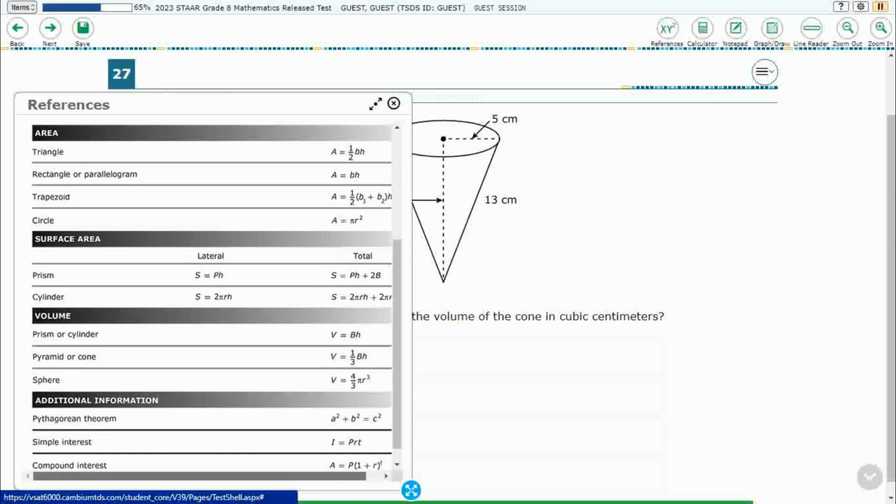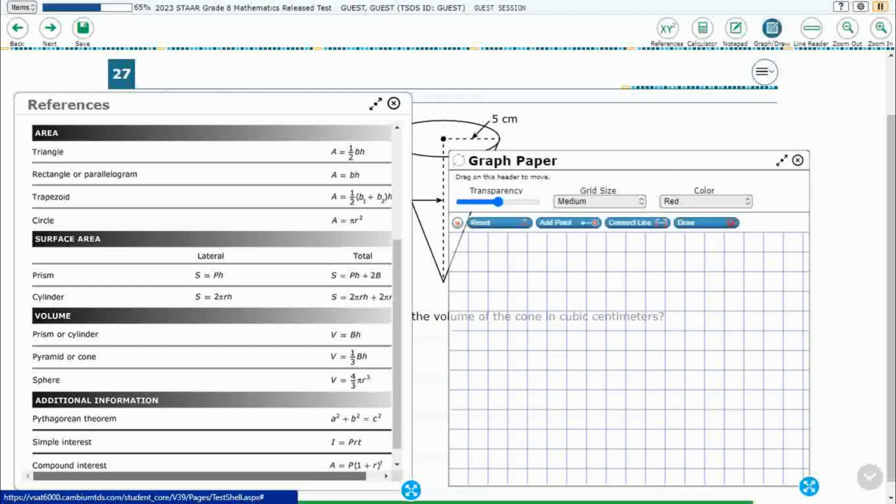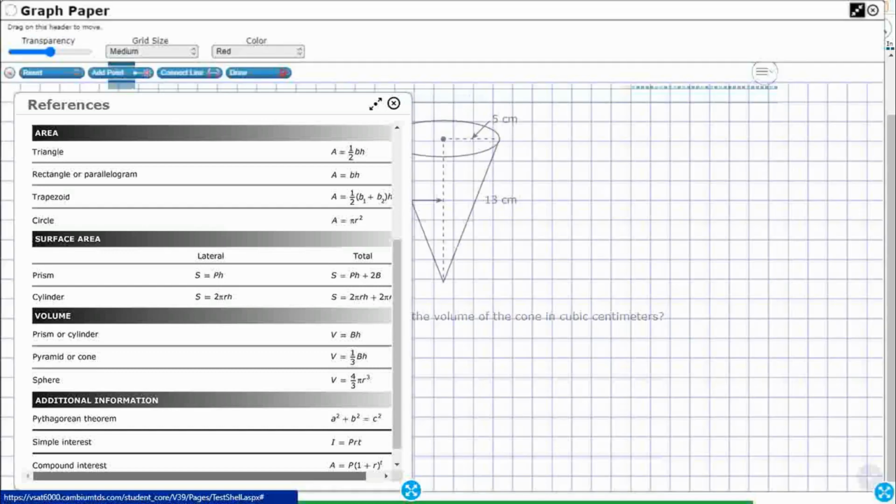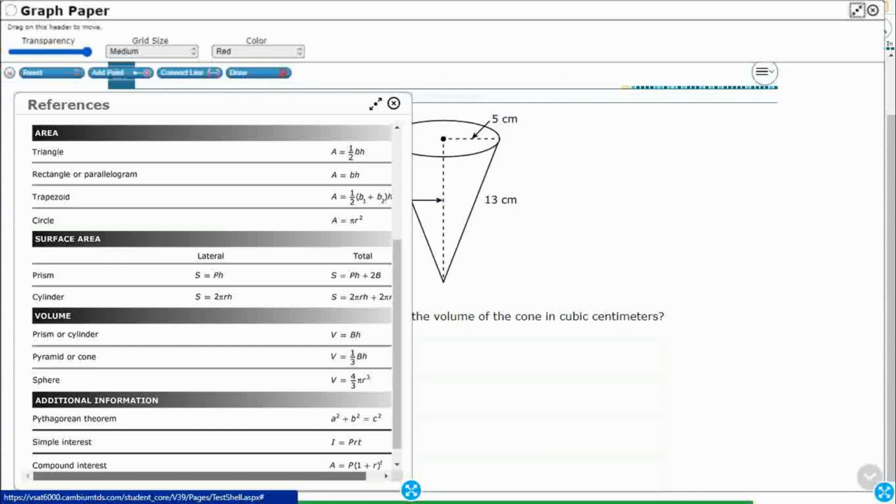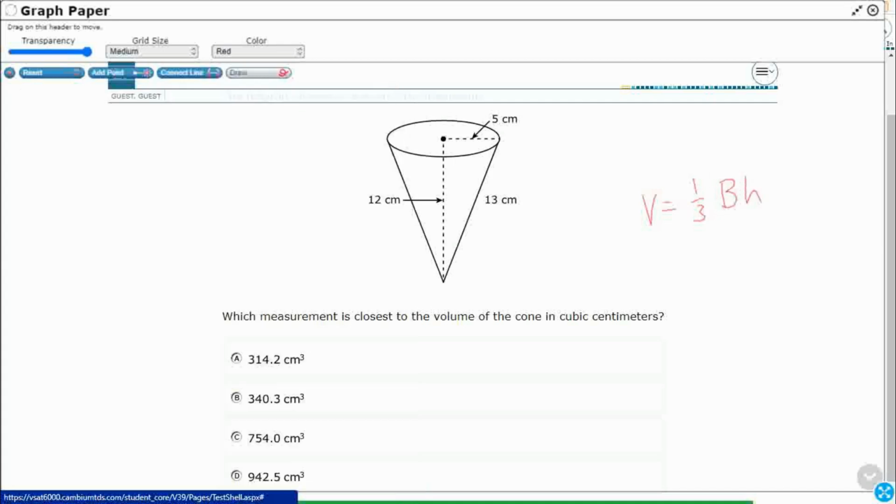Because we have three different volume formulas here for prism or cylinder, pyramid or cone, that's what we're wanting, and then a sphere. So we're wanting V equals 1/3 base times height. All right, so let's go ahead and just write that down so we can close this out. So volume equals 1/3 base times height. All right, so we've got 1/3. That's going to be pretty easy.